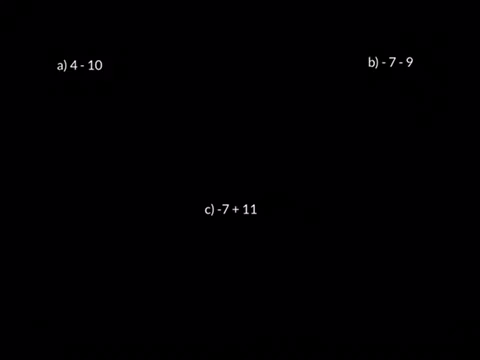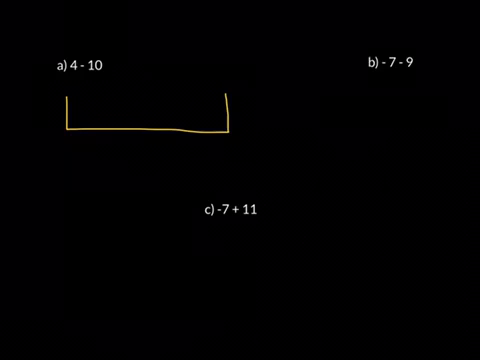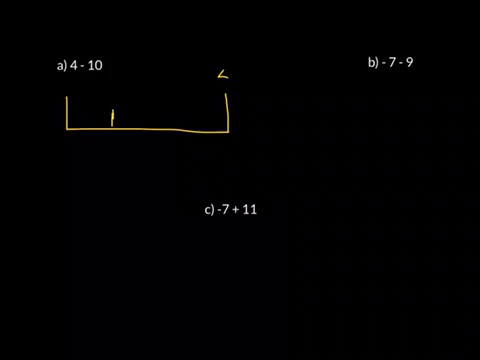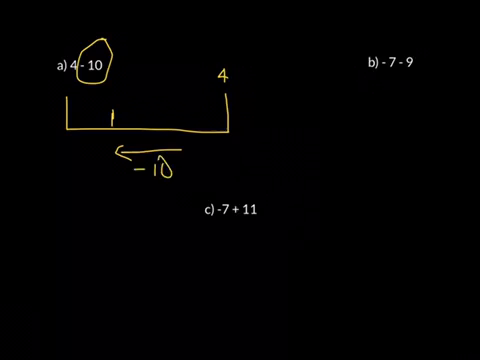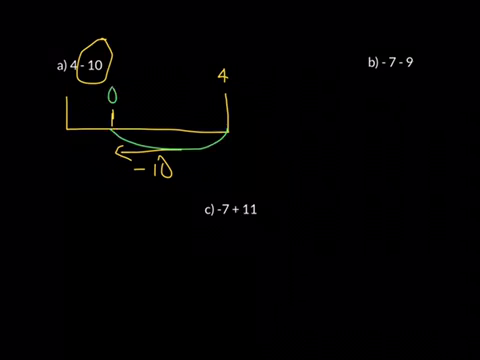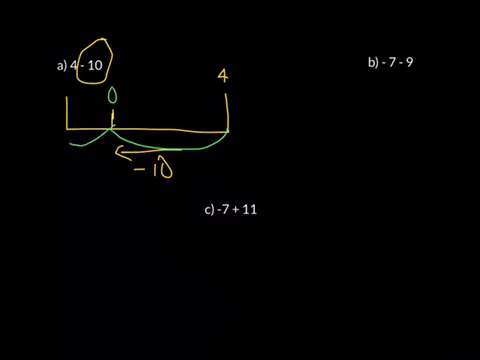Let's look at these examples. I'm going to draw number lines to assist me. In this one, we have 4 minus 10. So that means we are starting at positive 4. We are taking away 10, so that means we're taking away 10 in the negative direction. So if I take away 4, I get to 0. Then there are still 6 left to take away, so I end up at negative 6. 4 take away 10 is equal to negative 6.